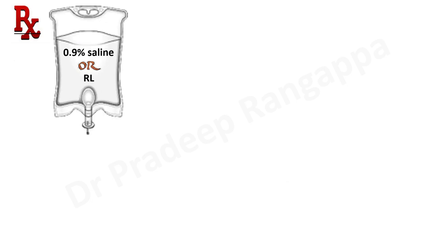So fluid remains the mainstay. The choice of fluid is either saline or a balanced solution like Ringer lactate. The initial resuscitation is 2 to 3 liters in 1 to 3 hours, or 10 to 20 ml per kg per hour. So if you have a 60 kg individual, you have to give fluid at 1 to 1.2 liters per hour for the first 3 to 4 hours, and it should not exceed 50 ml per kg per hour in 4 hours.